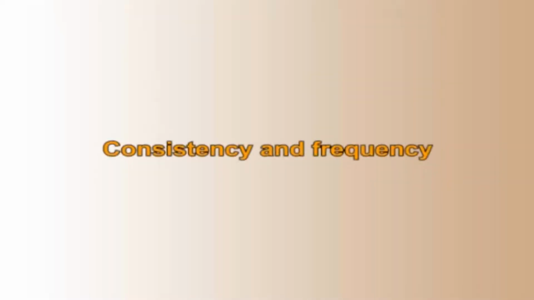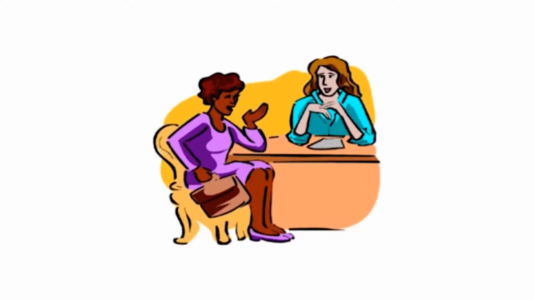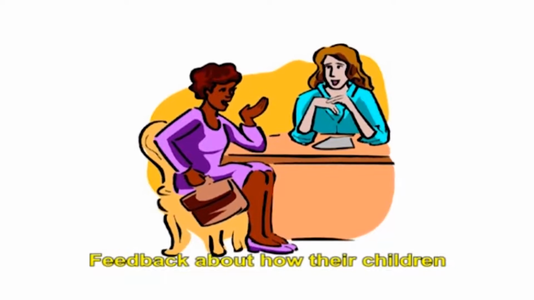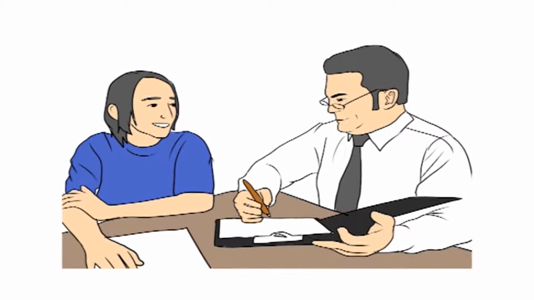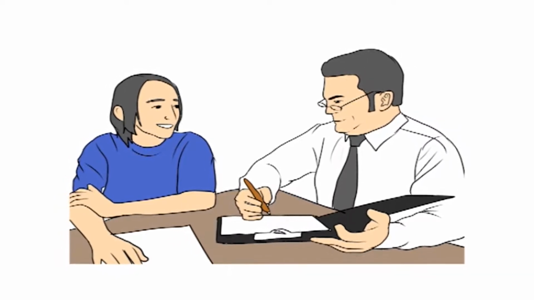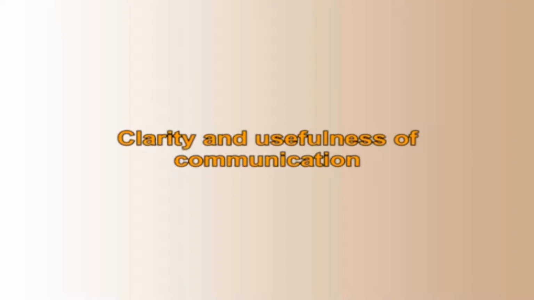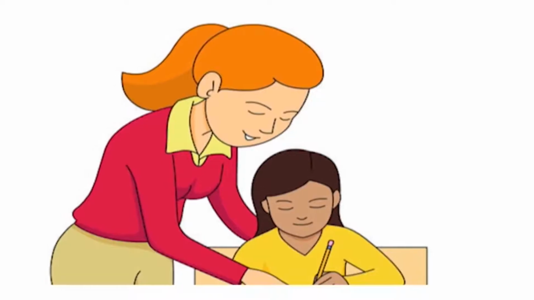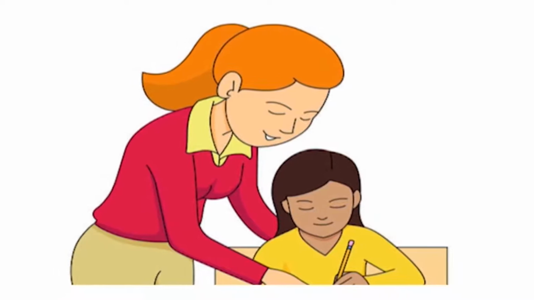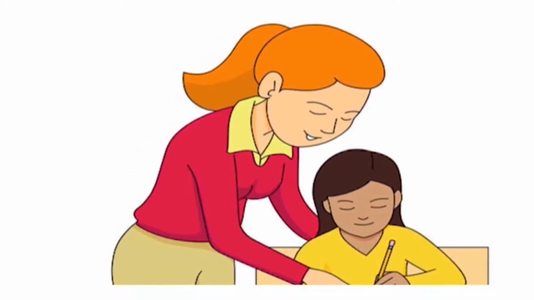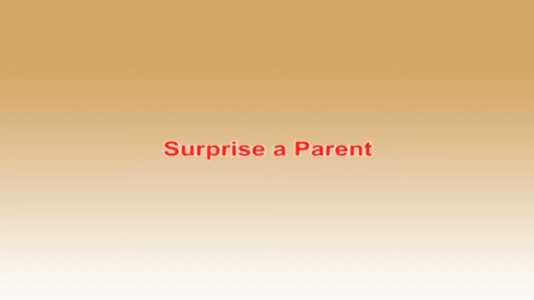Consistency and frequency. Parents want frequent, ongoing feedback about how their children are performing with homework. Follow through. Parents and teachers each want to see that the other will actually do what they say they will do. Clarity and usefulness of communication. Parents and teachers should have the information they need to help students in a form and language that makes sense to them.